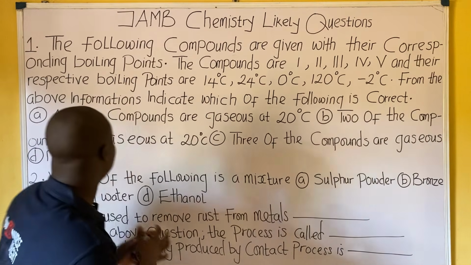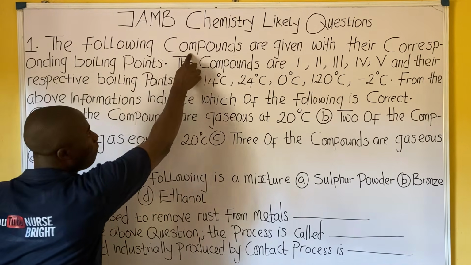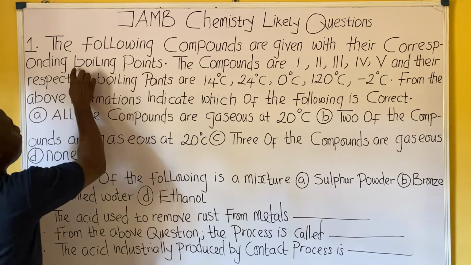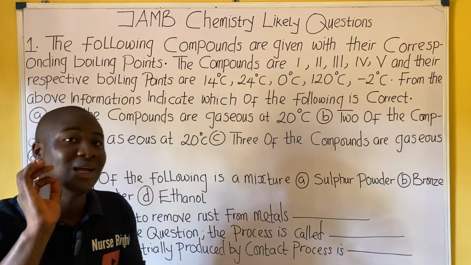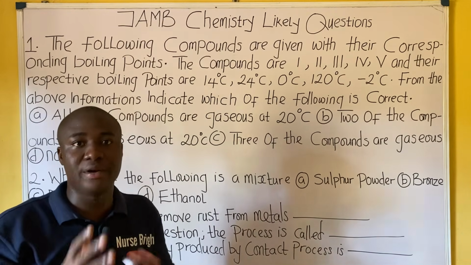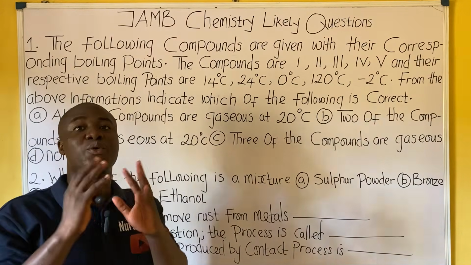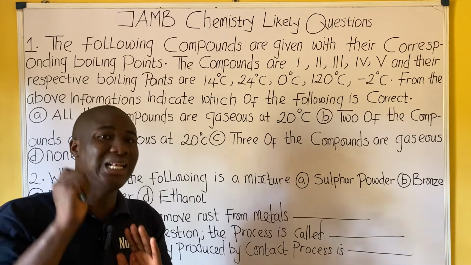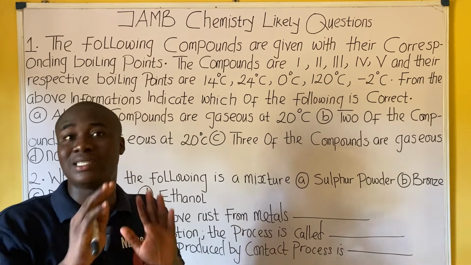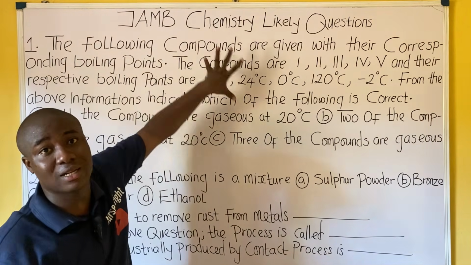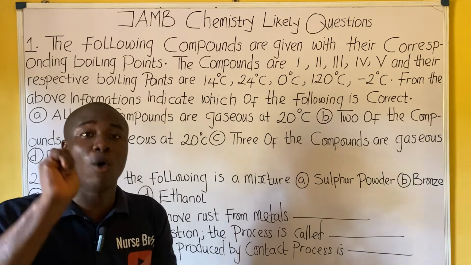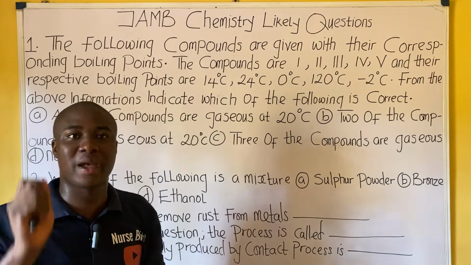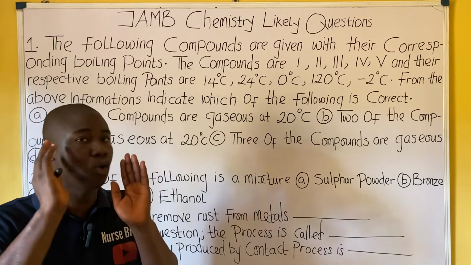The question says, the following compounds are given with their corresponding boiling point. Now, this question is extremely easy. I know you are looking at the question and seeing that it is very long, but it's very simple. So listen carefully to the way I'll be analyzing this question, and at the end of solving this particular question on the board, I will give you your own practice question to master how to solve questions under this aspect in chemistry. It is very simple, so watch closely.